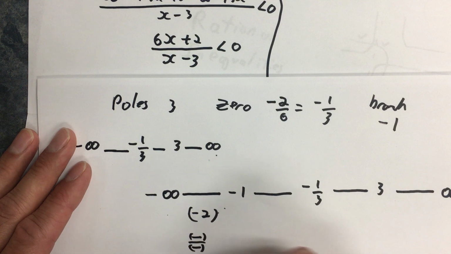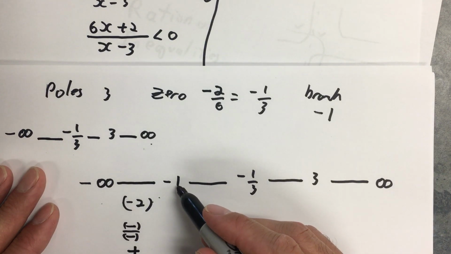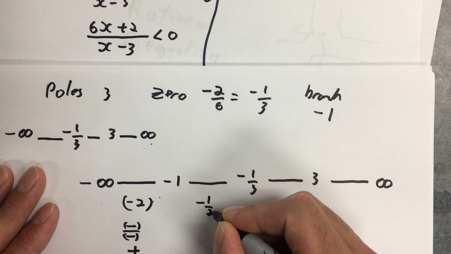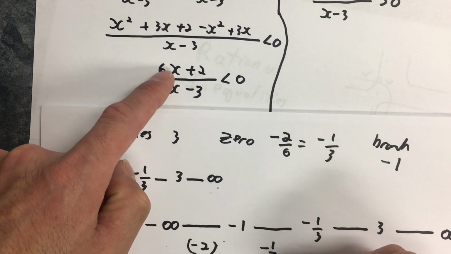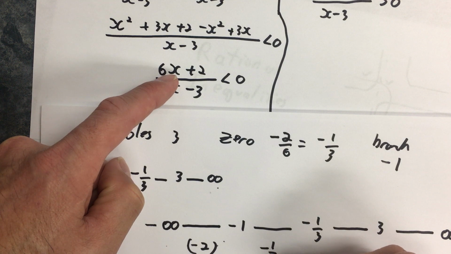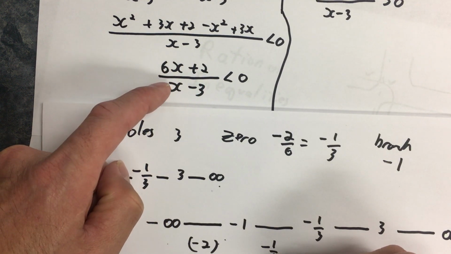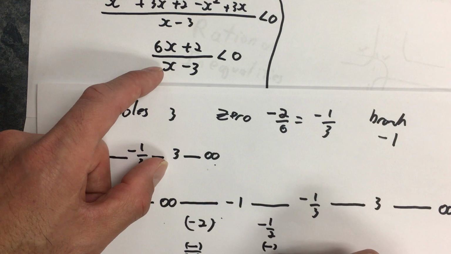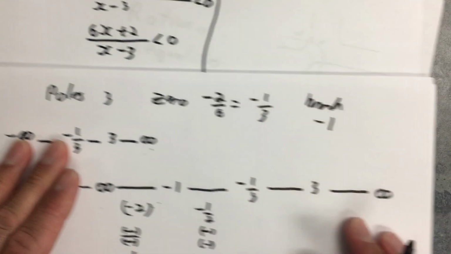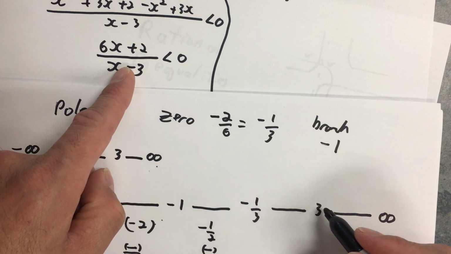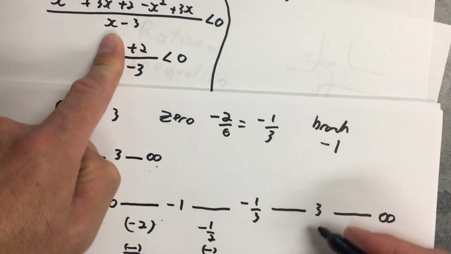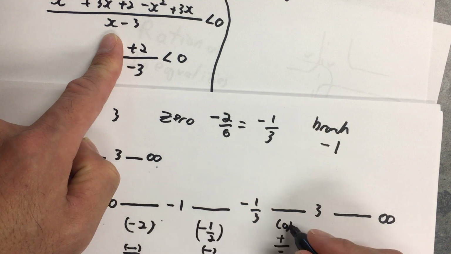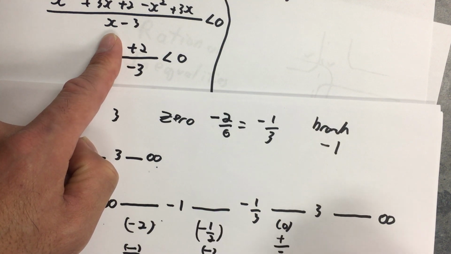So that is going to be a positive. If I'm between -1 and -1/3, so let's look at, say, -1/2, then I'm going to have -3 and +2. So that's a negative over a negative. And it's going to be a positive there as well. If I'm between -1/3 and 3, so let's just make x 0, I've got a positive over a negative. So if I put in a 0, I've got a positive over a negative, making that a negative.